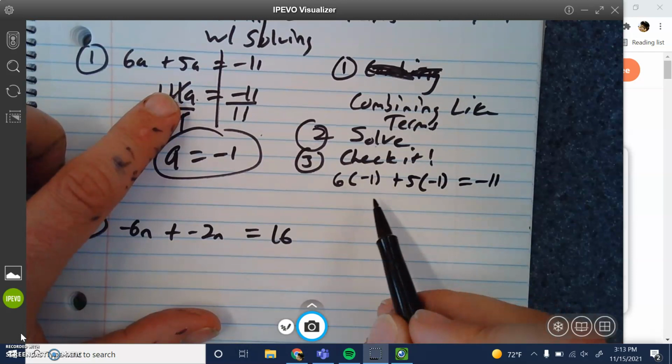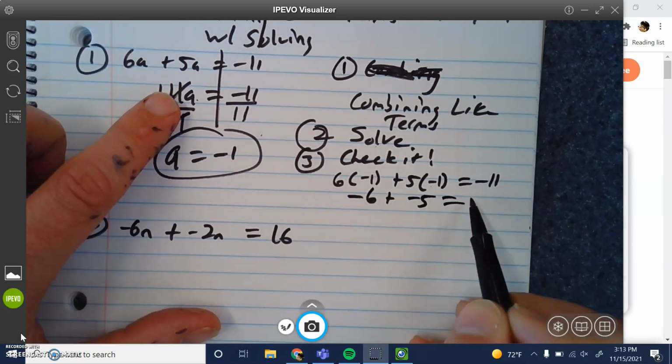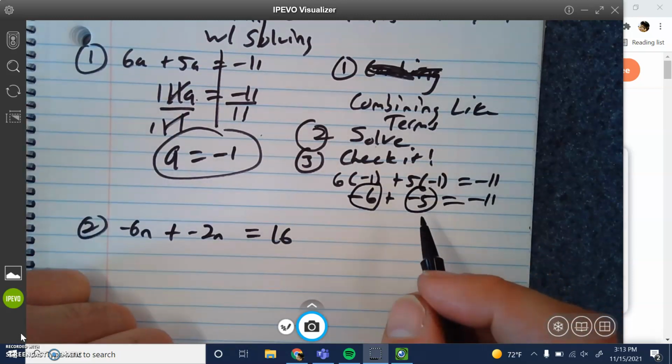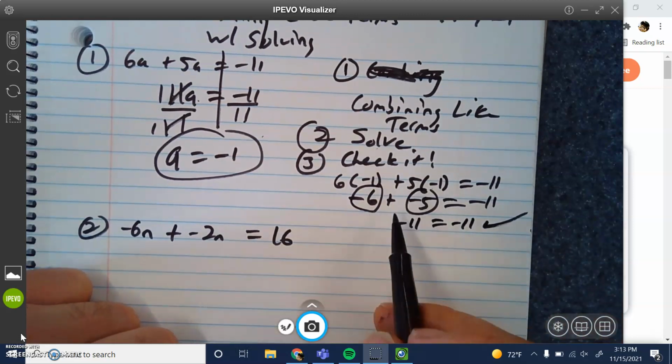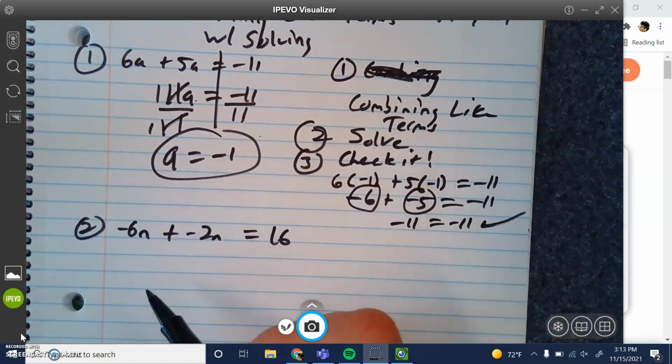6 times negative 1 is negative 6. 5 times negative 1 is negative 5. If I owe someone $6 and owe someone $5, I owe someone 11. Negative 11. So negative 11 equals negative 11. I got it. A equals negative 1. Boom. Got it. Next one.